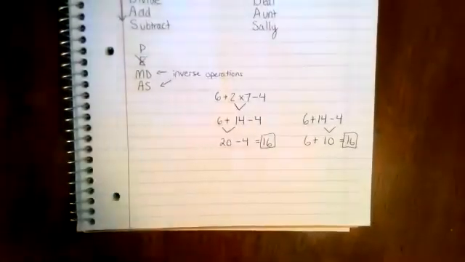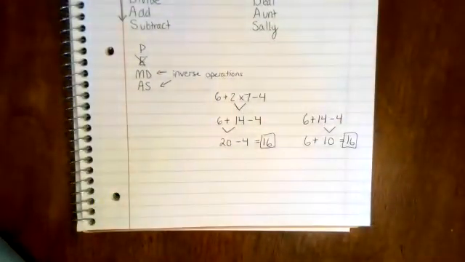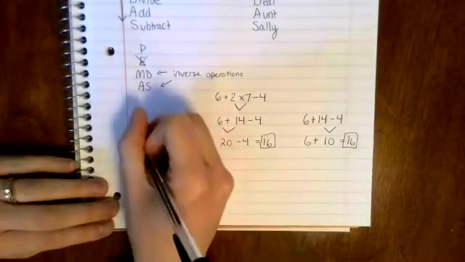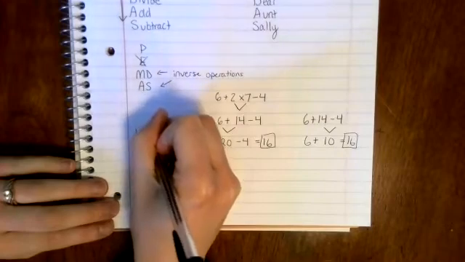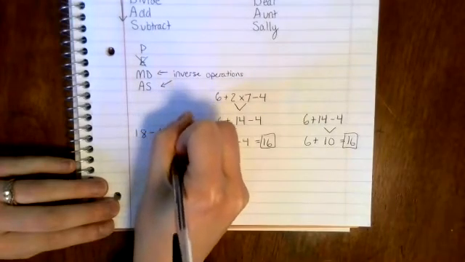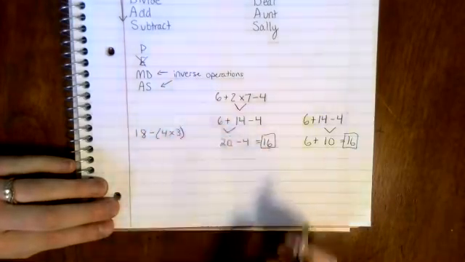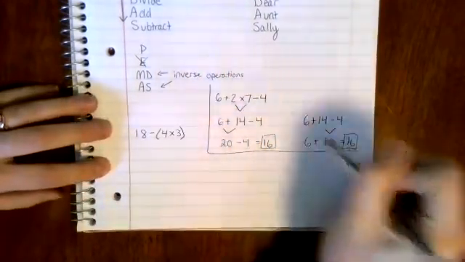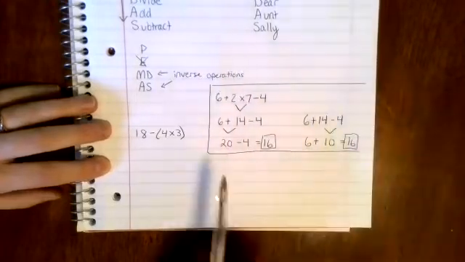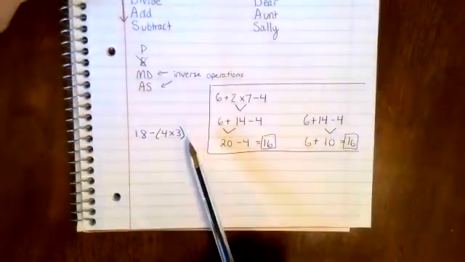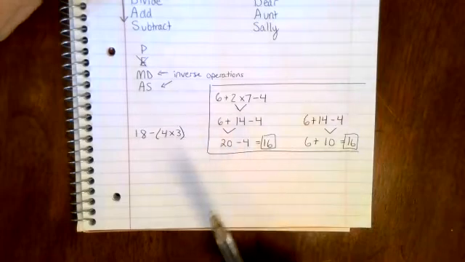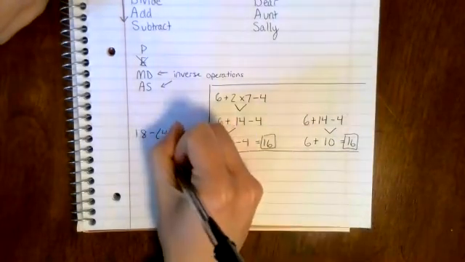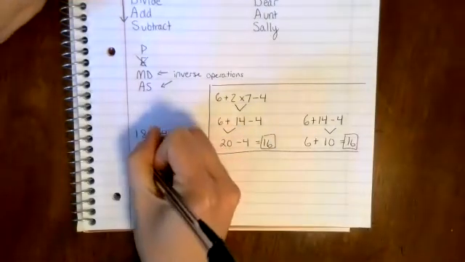Okay, let's do another example. What if I had a problem that looked like this? Okay, so again, I'm going to think about PEMDAS as I solve. P stands for parentheses, and I do have parentheses in this equation, so I'm going to do that first. 4 times 3 is 12. Bring down the rest of your equation.